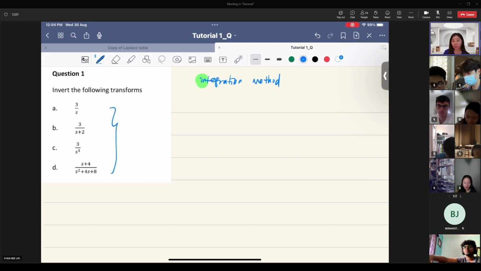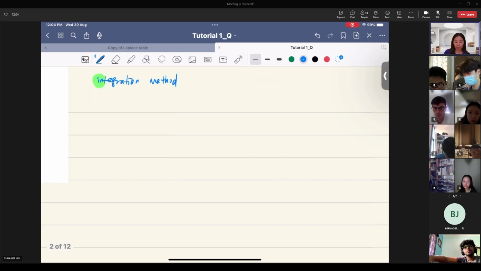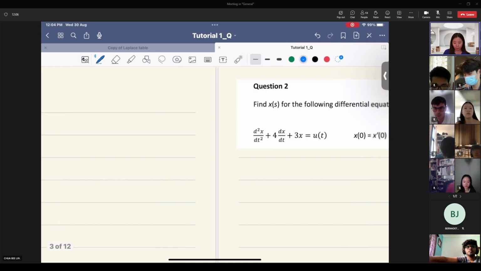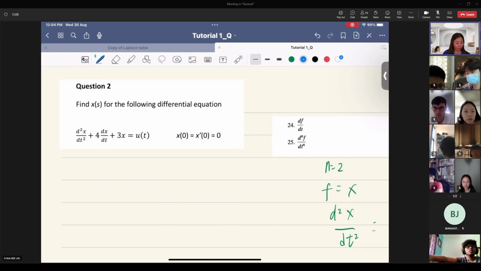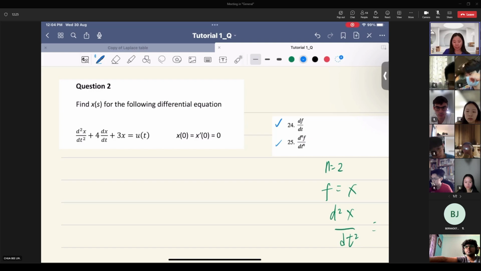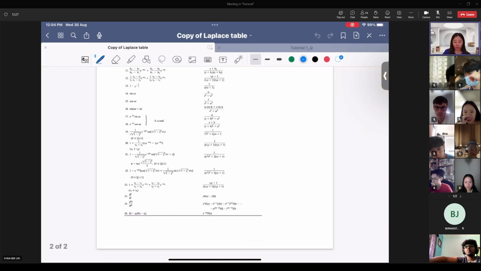Can you solve all these, the simple ones? Okay, and then question 2 will be something like, can you solve the Laplace of the differential equation, from zero order, first order, second order until n order. So we have the terms 24 and 25. In your Maths 2 last time, you were not using the same table. So this is a different table.